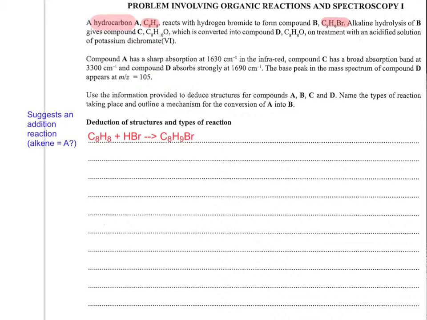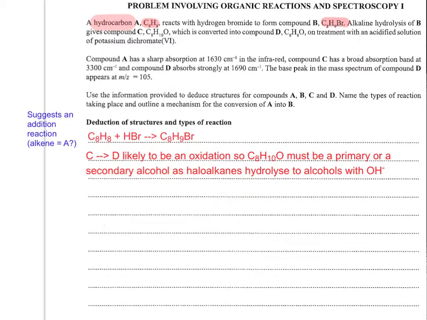So alkaline hydrolysis of B, which is C8H9Br, gives a compound C8H10O, which is converted into compound D on treatment with an acidified solution of potassium dichromate. So the fact that we have acidified potassium dichromate must mean that we have an oxidation going on. So C8H10O must be a primary or secondary alcohol. So we've got several possible things we could choose here. We've got to use other information that we've got.